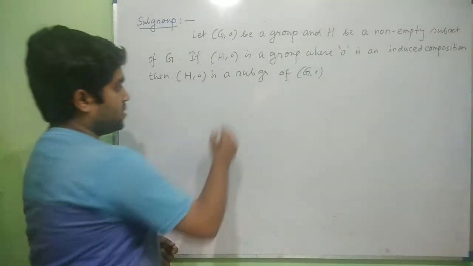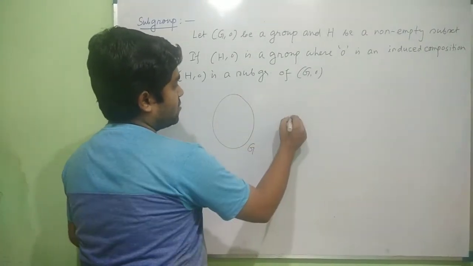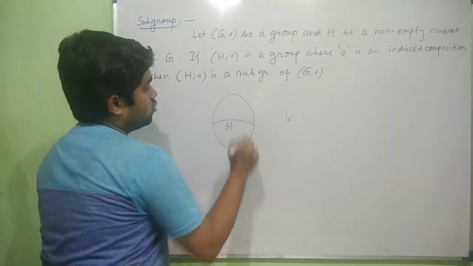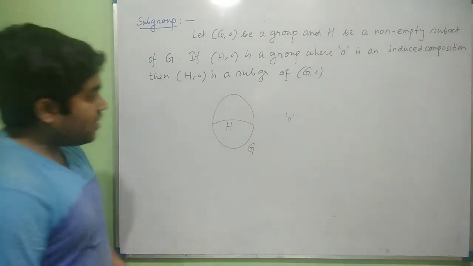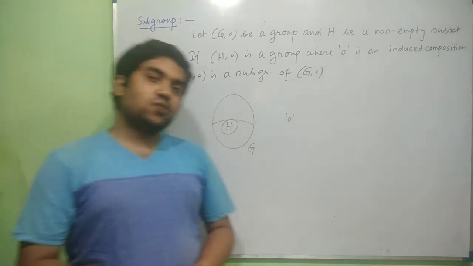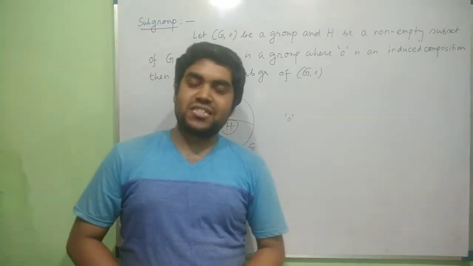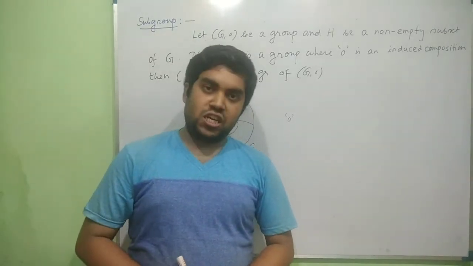Now we are going to discuss the topic of subgroup. What is a subgroup? Suppose G is a group with respect to a binary composition ∘, and H is a non-empty subset of the group G. If the subset H forms a group with respect to the same binary composition ∘, then H is said to be a subgroup of the group G.